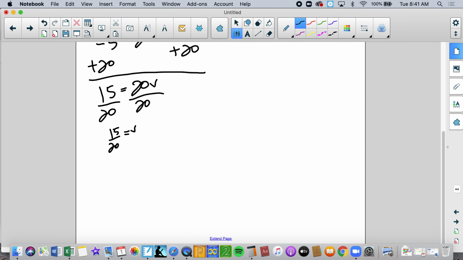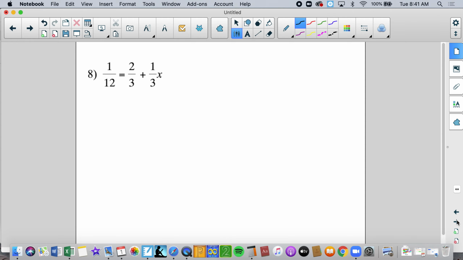Let's reduce that. 5 goes into 15 3 times. 5 goes into 20 4 times. So we get 3/4. They're already in improper fractions or fractions. We have 12, 3, and 3. So what is a common multiple? It's 12. So we're going to multiply everything by 12.